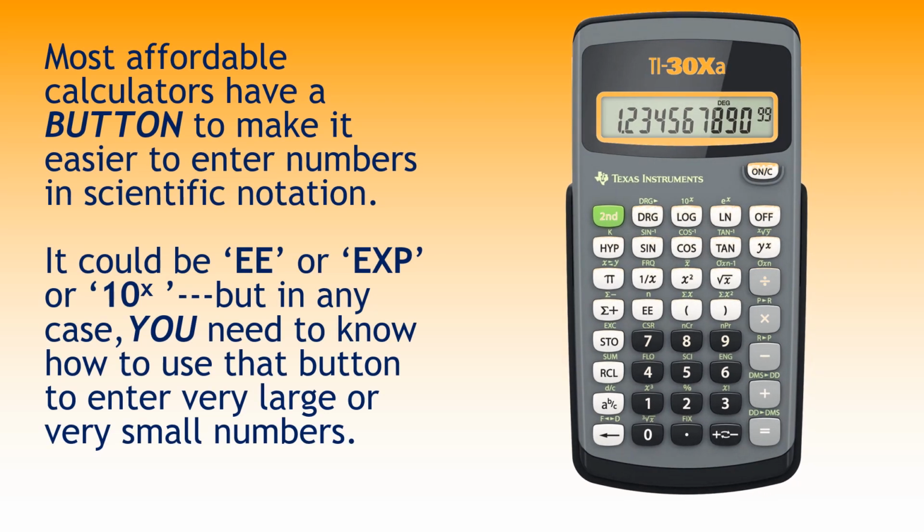Most affordable calculators have a button to make it easier to enter numbers in scientific notation. It could be EE or EXP or 10 to the X, but in any case, you need to know how to use what button you have to enter very large or very small numbers. Ideally, the way you write it on your paper is the same as the way it looks when you enter the steps into a calculator.